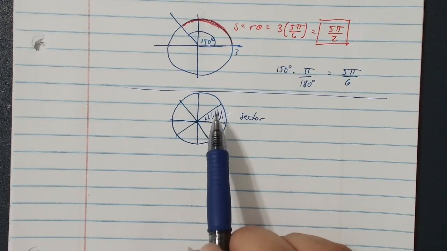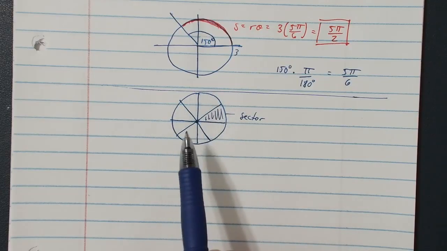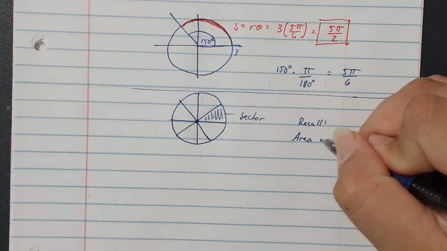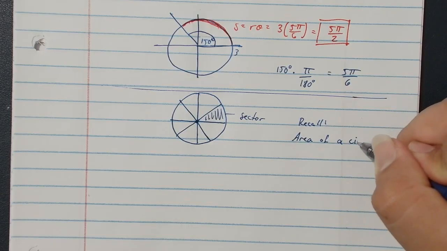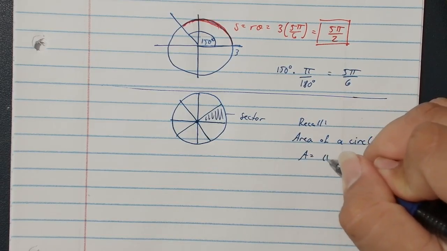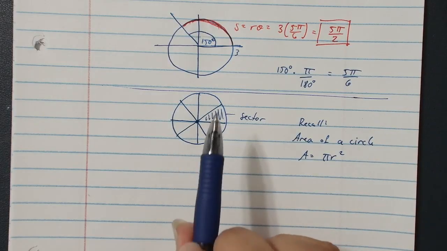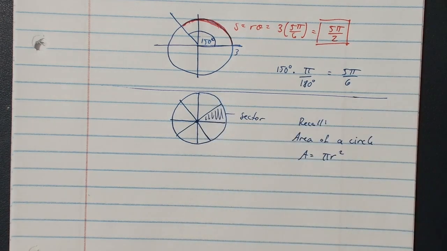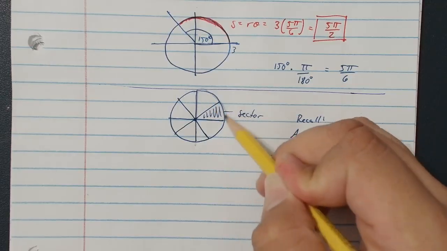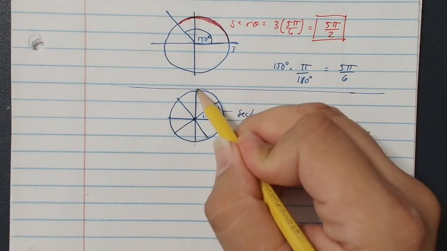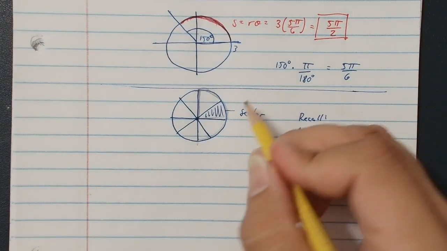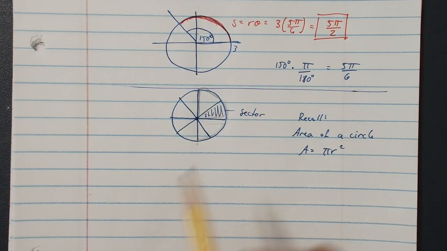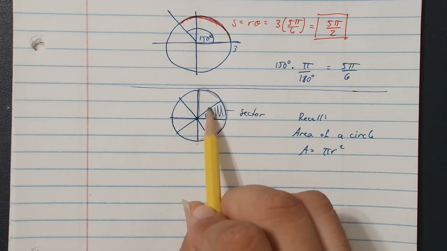A sector is just part of the full area of a circle. Now recall from geometry, the area of a circle is given by pi r squared. Then our sector must be some fraction of that. If our sector looked like this, it would be half of that area. If our sector looked like this, it would be a quarter of our area. This might be an eighth of our area, or a 12th, depending on how big it is. And how big it is depends entirely on the angle inside.